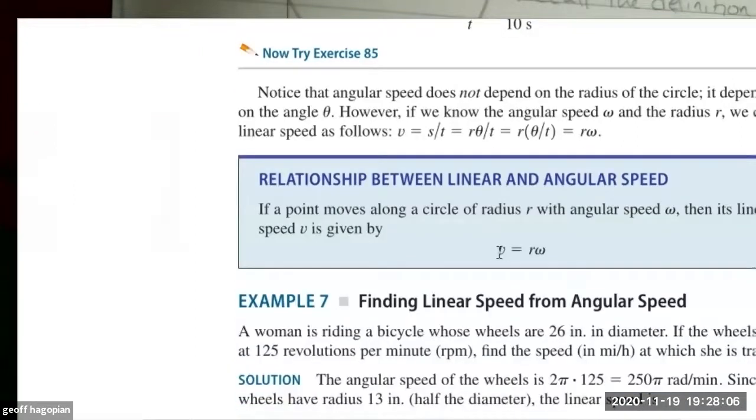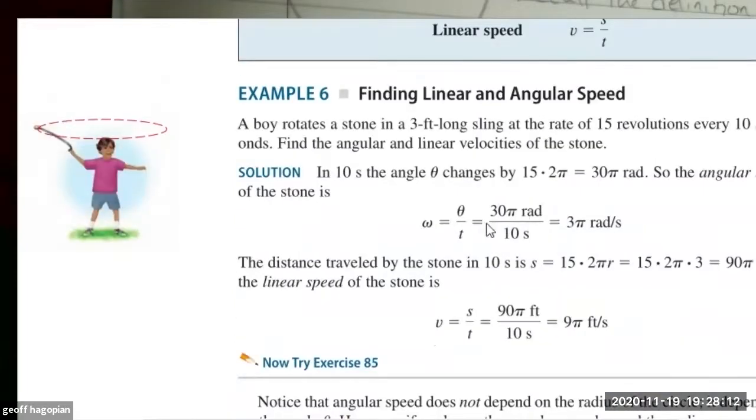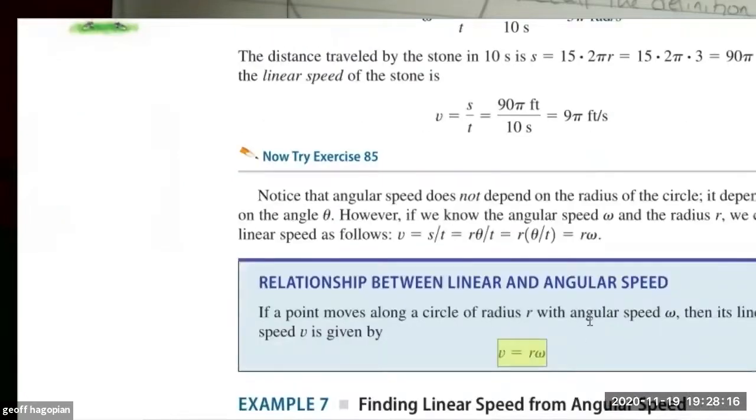And here's the relationship between linear speed and angular speed, right? And that's because if omega is the change in theta per change in t, then you get the change in distance by multiplying the change in theta in radians by the radius.